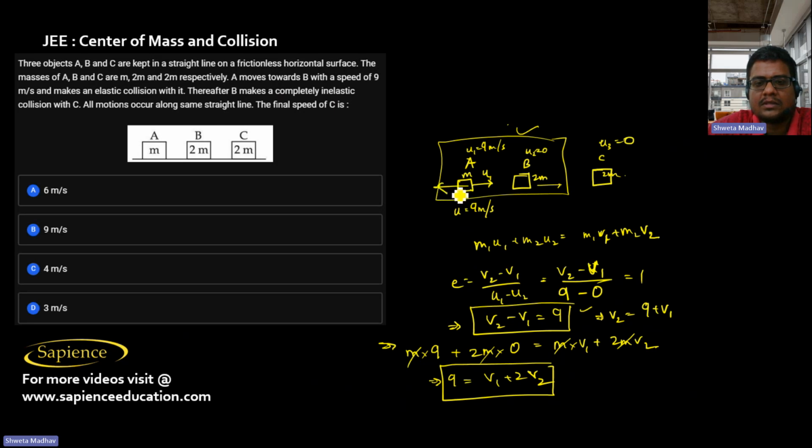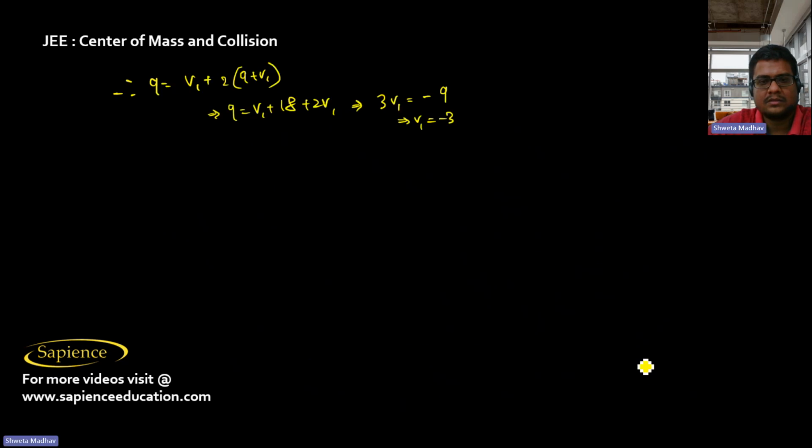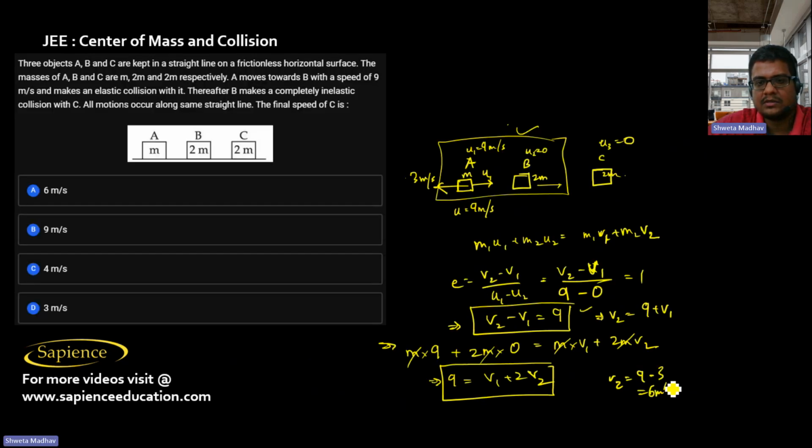So this object A will move towards the left with a velocity 3 meter per second, and B will move, V2 will be equal to 9 minus 3, that is equal to 6 meter per second. So the object B will move towards the right with a velocity 6 meter per second. Then it will make a completely inelastic collision with C.